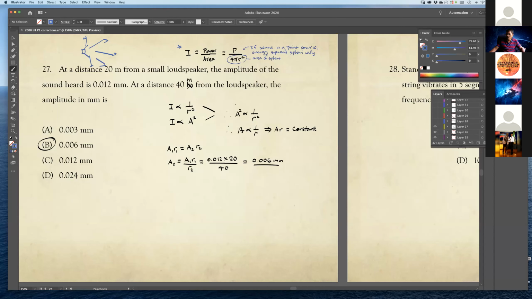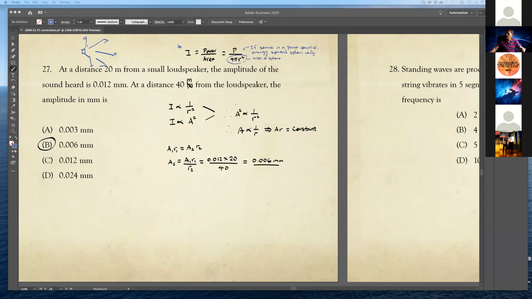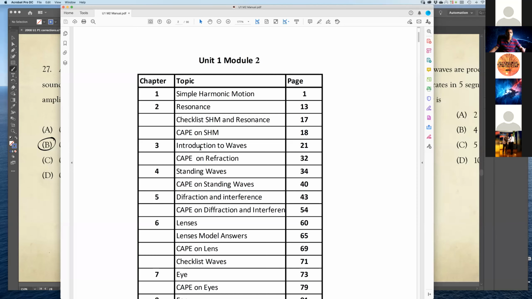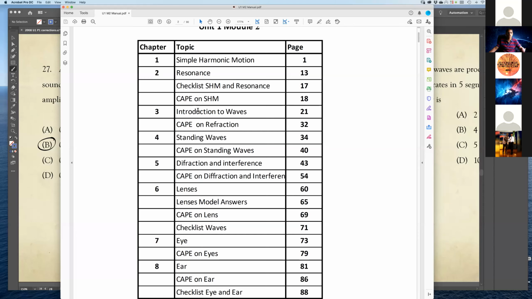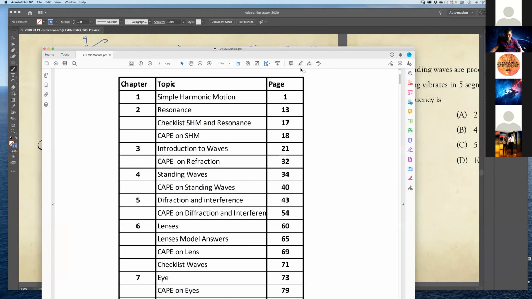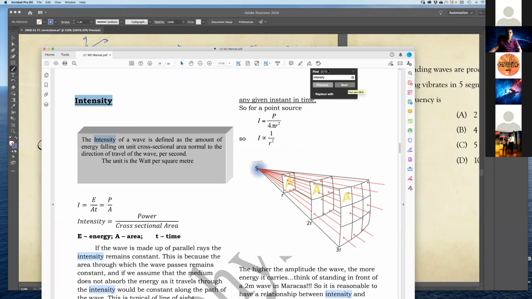Hold on. Sorry, I have all kinds of windows open here. I just want to show you where I got the equation from. Unit 1, module 2, manual, the chapter on intensity. Let me search for intensity. Sorry, people, I'm just trying to get this done as quickly as I can. Yep, let's go. That's what we're talking about.